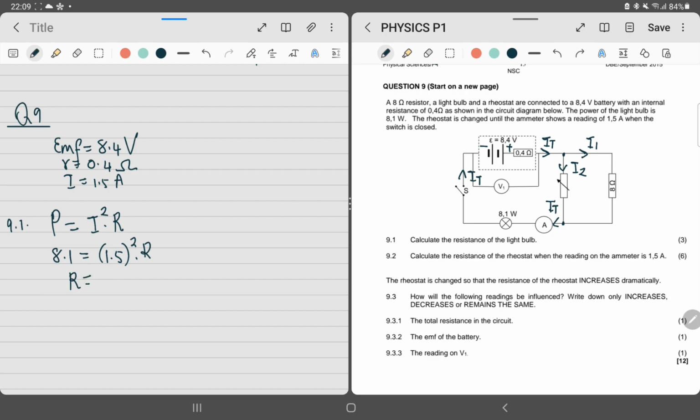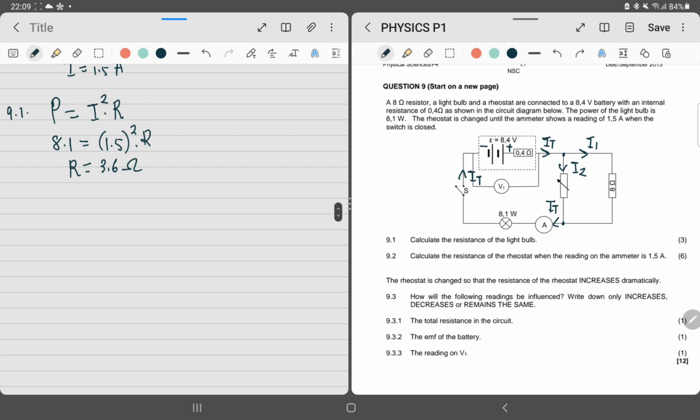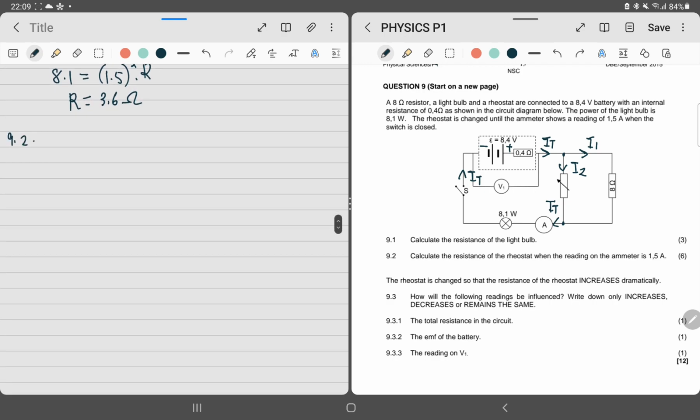8.1, 1.5 squared. So that's 3.6 ohms. 9.2. Calculate the resistance of the rheostat when the reading on the ammeter is 1.5.